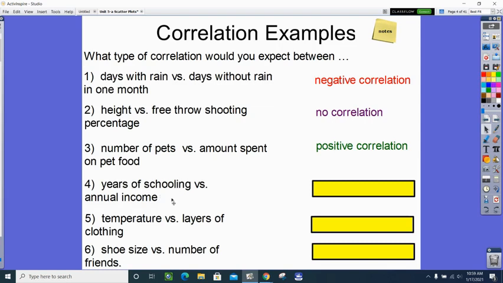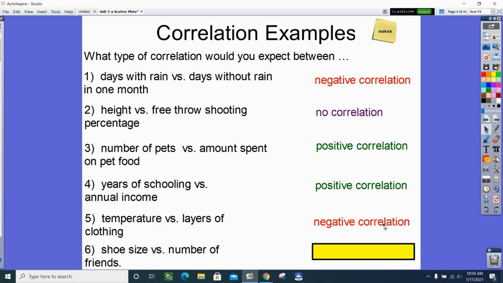The years that you spend in school, high school diploma versus a college degree versus a master's degree versus a PhD versus your annual income. It is true that the more school you have, the higher the amount of money you make in general, usually. Okay, the temperature outside versus the layers of clothing you wear. Higher the temperature, the less layers. That's a negative correlation. And finally, your shoe size versus the number of friends. Sorry, I couldn't help chuckle on that one. No correlation, right? Just to give you some real world examples.